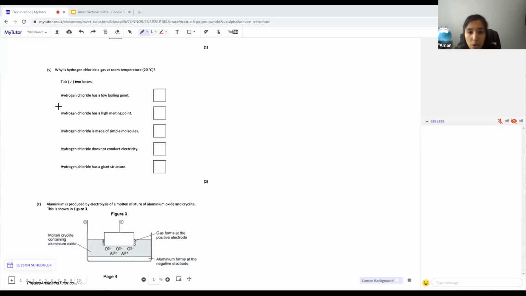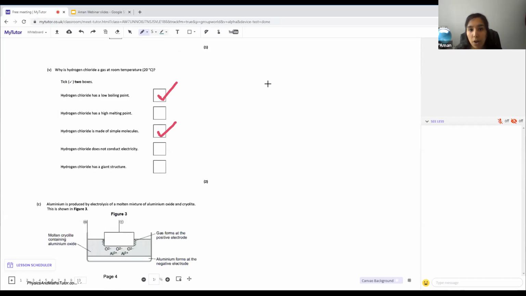Good. Low boiling point. Excellent. That's the first point. So remember, boiling occurs from liquid to gas. So it's definitely a boiling point. That's one of them. And what about the second one? Good. It's made up of simple molecules. Excellent. So the reason that they're important is because if it's a low boiling point, it's likely to be a gas at room temperature. And the other thing that's important is simple molecules essentially refers to covalent bonding.